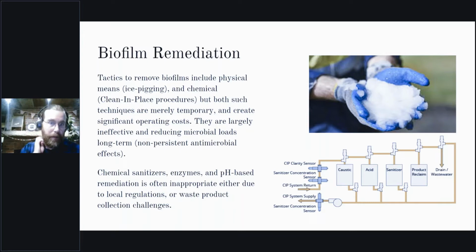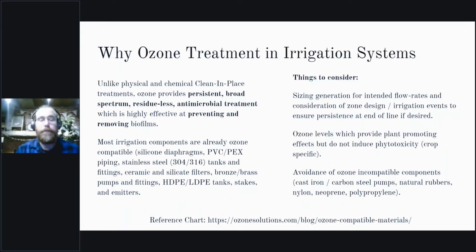So why ozone treatments in irrigation systems? Well, unlike chemical and physical clean-in-place treatments, ozone provides persistent, broad-spectrum, residue-less antimicrobial treatment, which is highly effective at preventing and removing biofilms. Most irrigation components are already ozone compatible, such as the silicone diaphragms and emitters, plastic PVC and PEX piping, stainless steel, particularly 304 and 316 moly, which is found in tanks, fittings, ceramics and silicate filters, bronze and brass pumps, and high density, low density polyethylene tanks, stakes, and emitters, many of the common irrigation tools that we rely on. But there are things to consider.